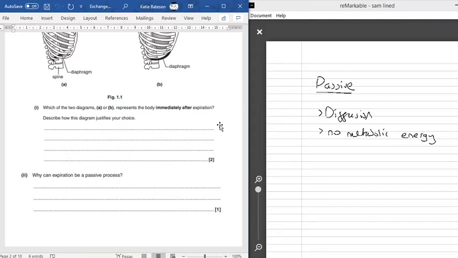In other words, you aren't having to respire to produce ATP for those molecules to move. So same for this question. Why is it a passive process? Because you aren't having to respire to produce ATP to contract any muscles, because there's no muscle contraction. If that said forced expiration, it would be an active process, because in forced expiration, that's when your internal intercostal muscles do contract, but only forced.